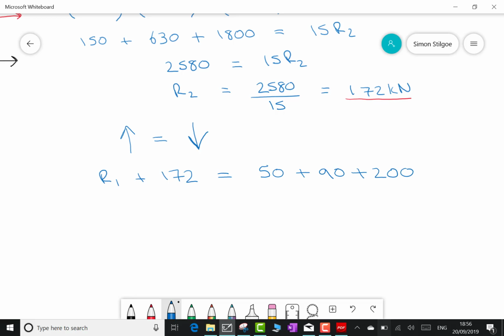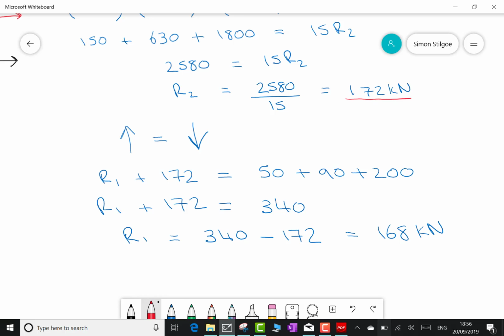Okay, we can now go ahead and simplify the right-hand side of my equation. There's 50 plus the 90 plus 200, and that gives us 340 kilonewtons on the right-hand side. And the left-hand side stays as it is for the moment. We can now rearrange this and say that R1 is equal to 340 minus 172 if we take that on to the right-hand side. That would now give us an answer for R1 as 168 kilonewtons. So there is our second reaction force.